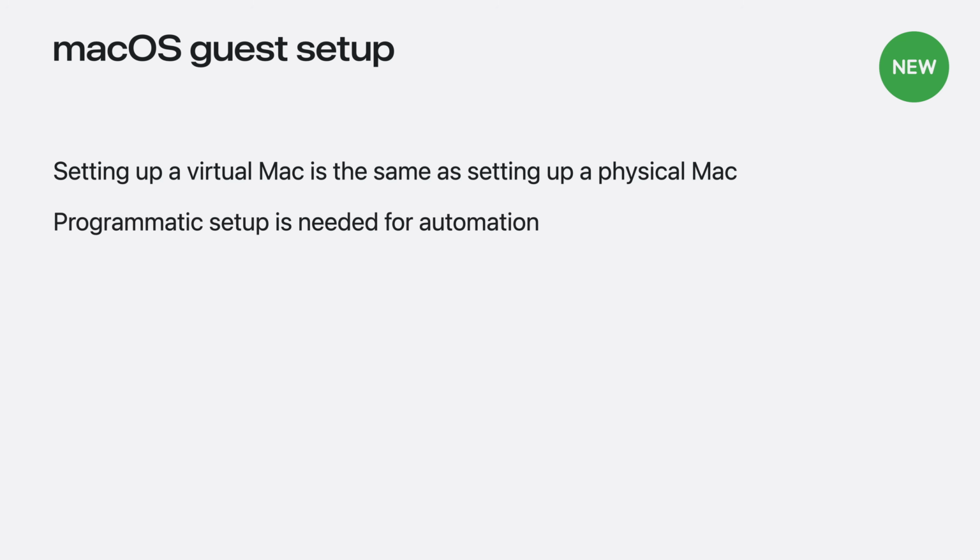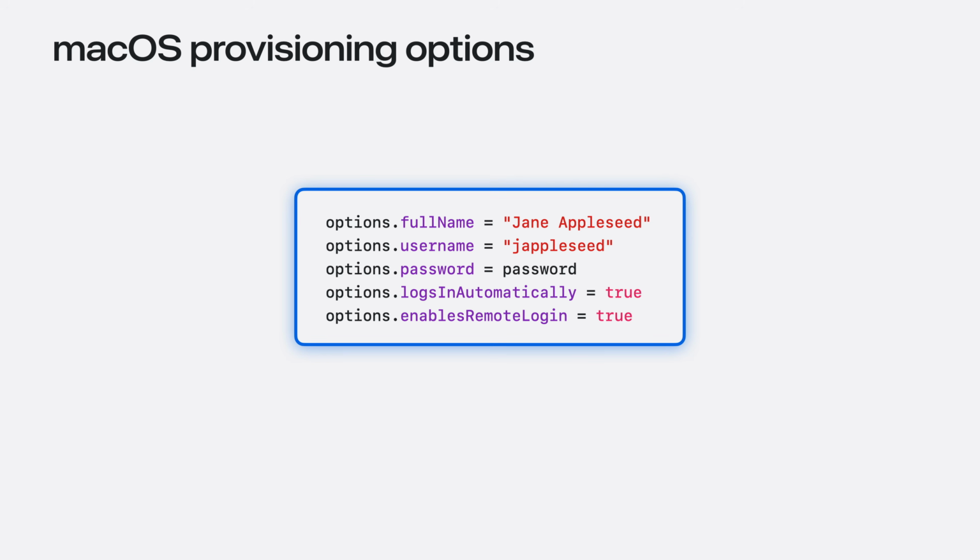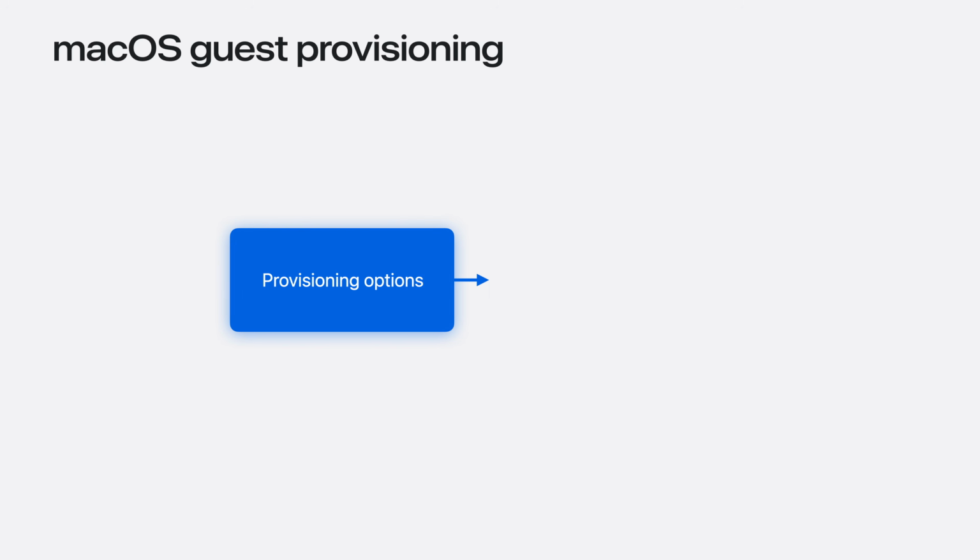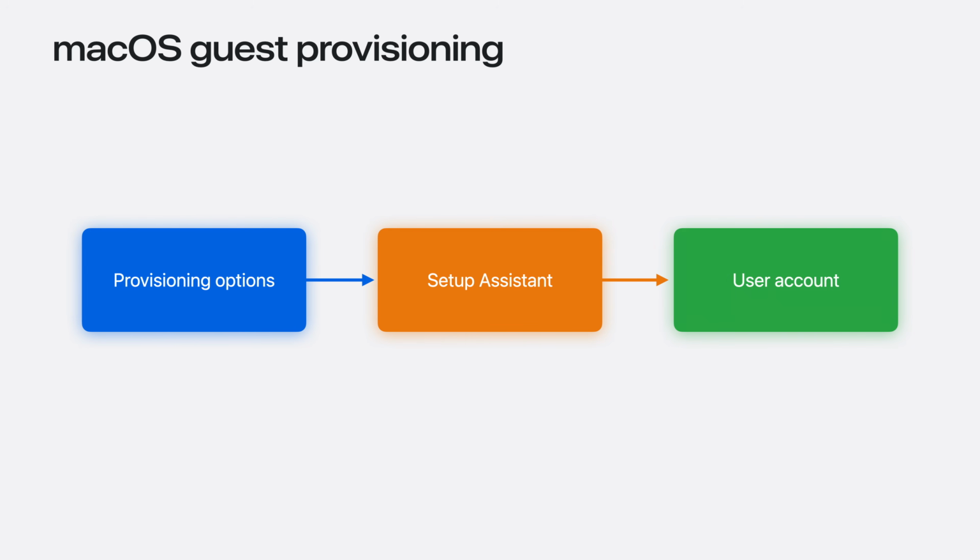For automation use cases, however, it would be convenient to be able to programmatically set up a virtual Mac. The virtualization framework now lets your app specify provisioning options when a virtual Mac is started. You provide a full name, username and password, and optionally enable auto login or remote login via SSH. When the guest boots for the first time, these parameters are automatically passed to Setup Assistant. A user is created with the specified credentials, and auto login and remote login are enabled if requested.